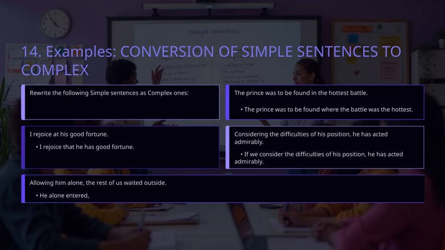Finally, look at the sentence, "Considering the difficulties of his position, he has acted admirably." We can transform this into a complex sentence like, "If we consider the difficulties of his position, he has acted admirably." This adds a conditional element, inviting us to think about the circumstances influencing his actions. These examples show how adding clauses or phrases can deepen the meaning and clarity of our sentences, which is essential for effective and sophisticated writing. Remember, the goal is to connect ideas smoothly, making our communication clearer and more engaging.